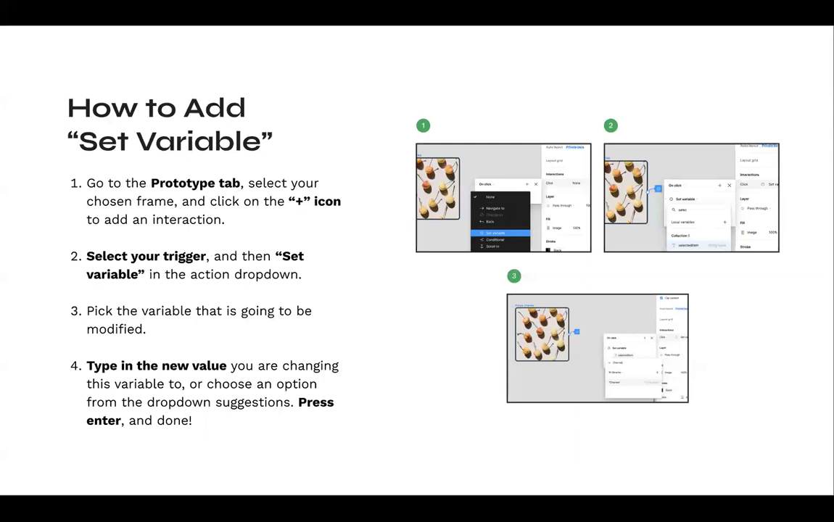And then how to add this set variable, you can go to the prototype tab and select your chosen frame and click on the plus icon to add an interaction. You'll select your trigger and then set variable in the action dropdown. Next, you'll pick the variable that is going to be modified, and then you can type in the new value you're changing this variable to, or choose an option from the drop-down suggestions. Press enter, and you're done.